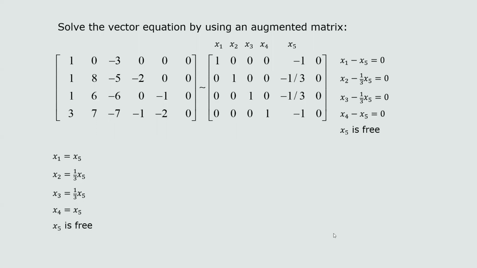Okay, so now I translate that set of equations into my solution. So moving all of the free variable terms to the right side of the equation, I get x1 equals x5, x2 equals 1/3 x5, x3 equals 1/3 x5, x4 equals x5, and x5 is free.